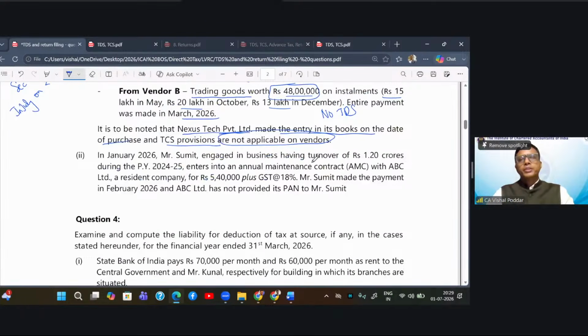Next. Sumit engaged in business having turnover of 1.2 crores. During the previous year 24-25 enters into annual maintenance contract with ABC, a resident company, for rupees 5,40,000 plus GST. Sumit made the payment in February 26 and ABC has not provided its PAN. Which section, students? Garva, 194C or the special provision 194M? Because yes, it is contract, but the payer is individual.